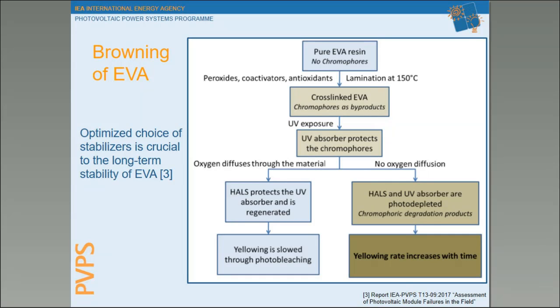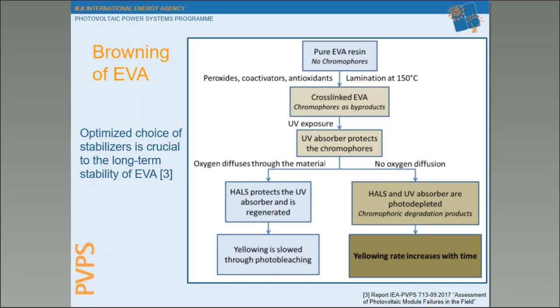So this is just a schematic representation of how yellowing of EVA or browning of EVA actually is caused. So we have the pure EVA resins. Then we need, as I said, to put in all the additives and the cross-linking agents, so the peroxides. Then we cross-link the EVA during PV module lamination. Then we put the modules out on the roof, and we have UV exposure.